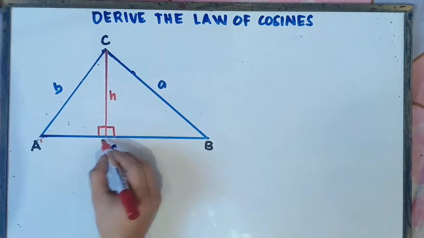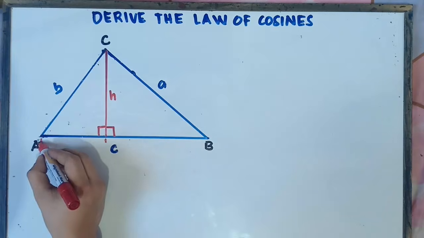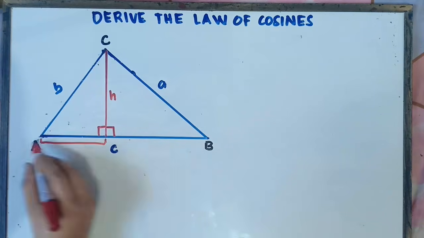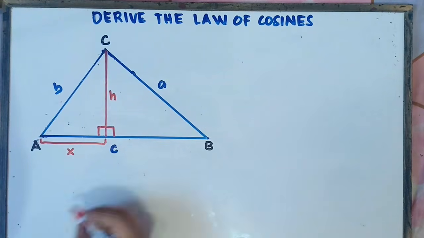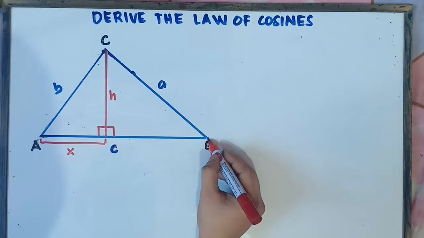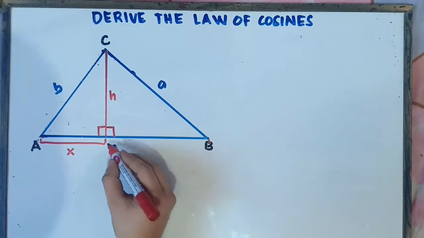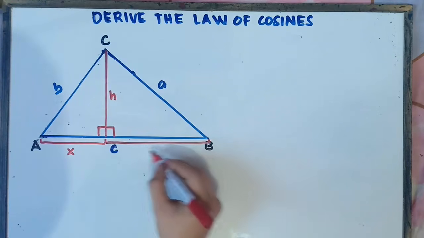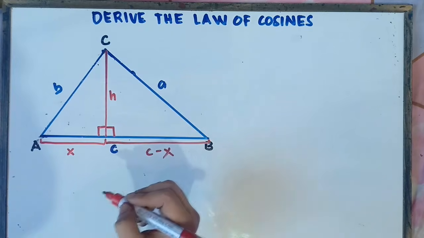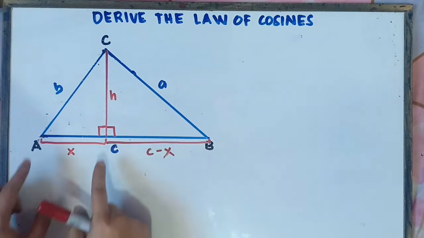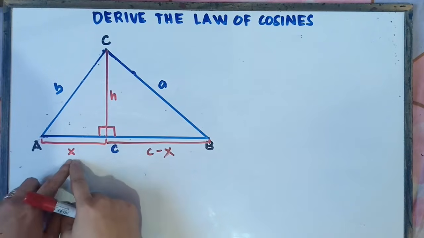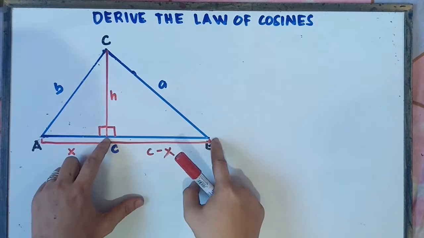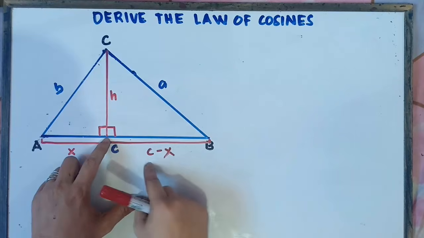From this point going to this point, this side right here, class, I will label this one as x. Therefore, from this point to this point, it should be c minus x, right? Once again, class, from A to this point, I label this as x. Therefore, from this point to this point, it should be c minus x.